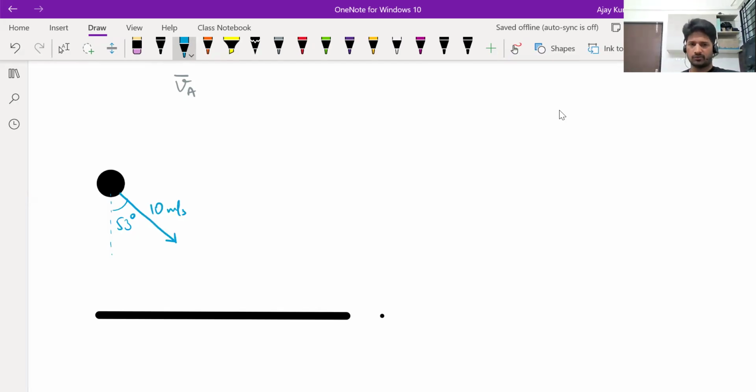What is the speed of approach between the ball and the surface? Surface is actually at rest. What is the speed of approach between them?